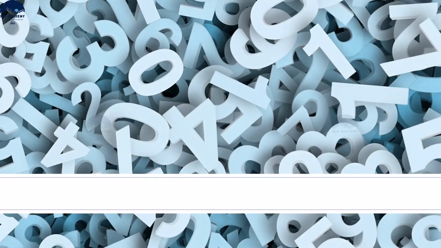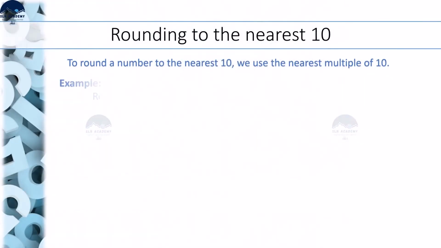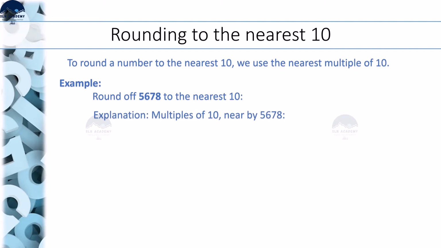Let us take another example. Rounding off 5678 to the nearest tens. Take multiples of tens nearby the number 5678.